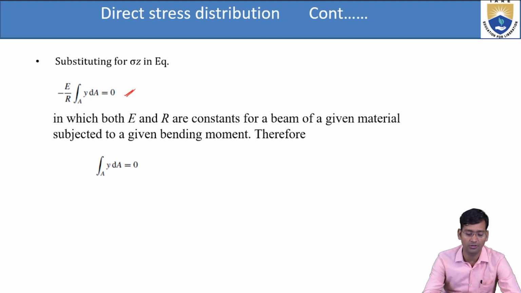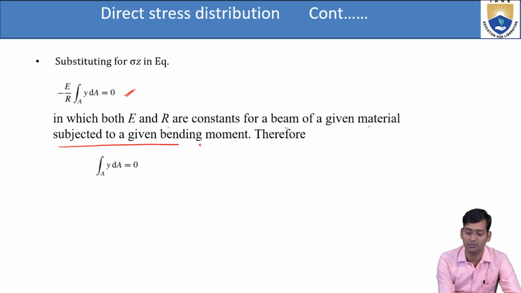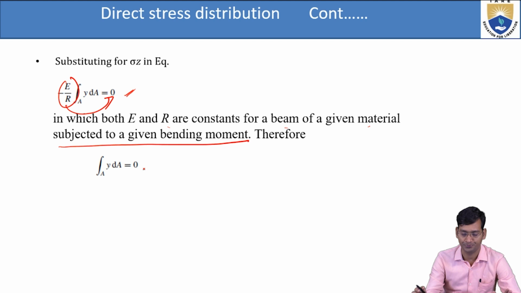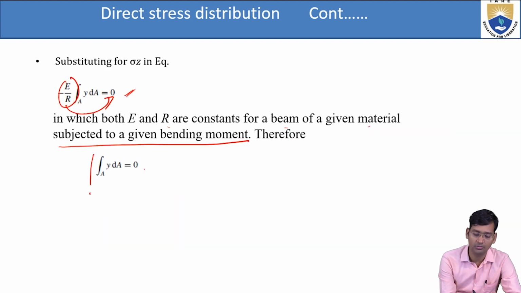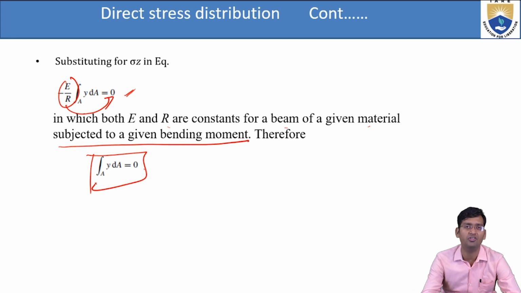Now y dA is what? Both E and r are constant for a beam of given material subjected to a given bending moment. Therefore, these two taken to the other side, that also becomes 0. Hence, the integral over A of y dA equals 0. This is the area moment, also called the moment of inertia.